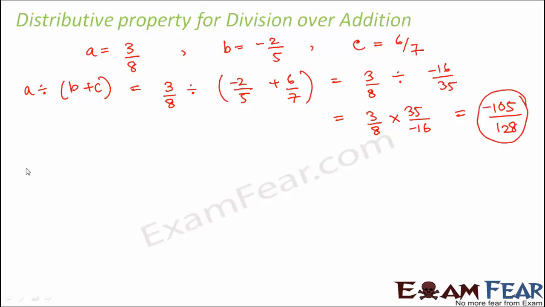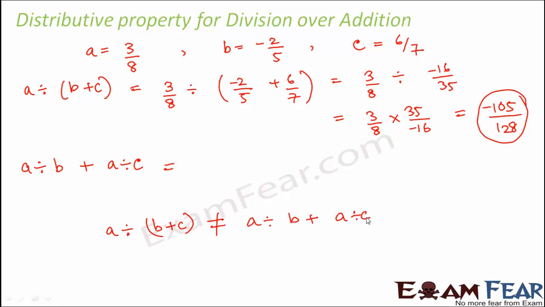Now in a similar way, I think you will yourself be able to calculate this: a divided by b plus a divided by c. So try to do this calculation yourself, and the value that you would get would be different from this value, and therefore you would be able to prove that a divided by b plus c is not equal to a divided by b plus a divided by c. In fact, to be more precise, this calculation would come out to be something like minus 1 by 2. So just do it yourself for practice, and you will see that the two values are not equal.